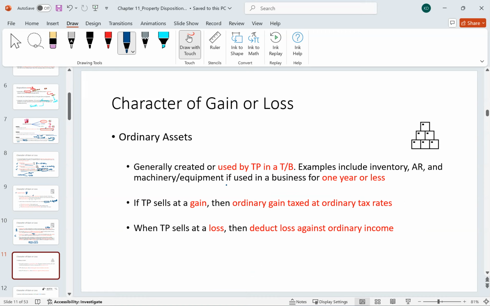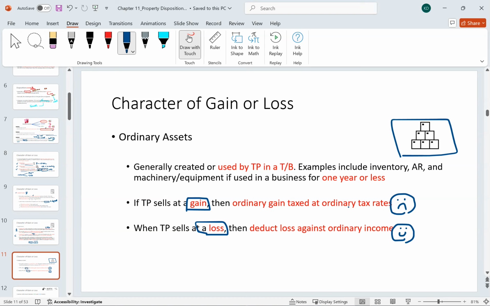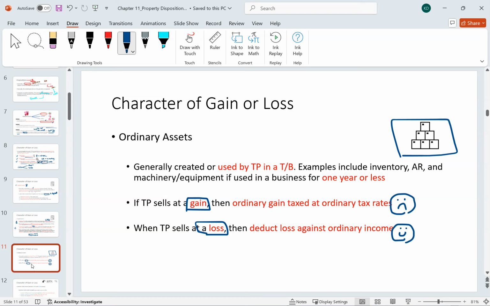Ordinary assets are typically those used in a trade or business. You're normally talking about inventory here. If you sell them at a gain, you're going to pay ordinary tax rates on that. If you sell them at a loss, they can offset ordinary income. So that's a good thing. They offset ordinary income, but it's kind of a bad thing because there is no preferential rate on them.